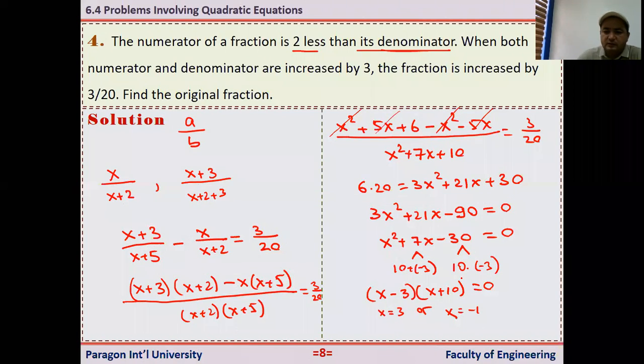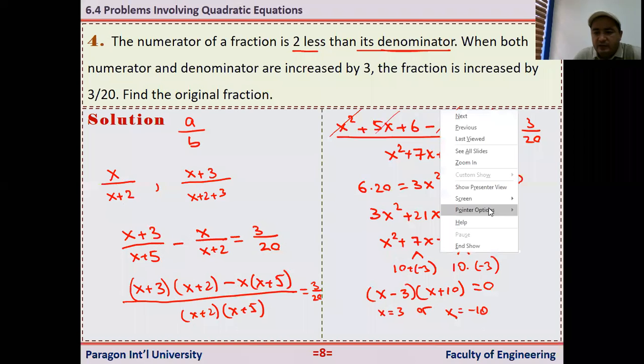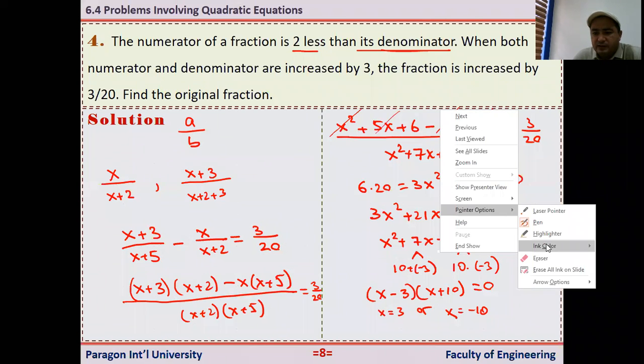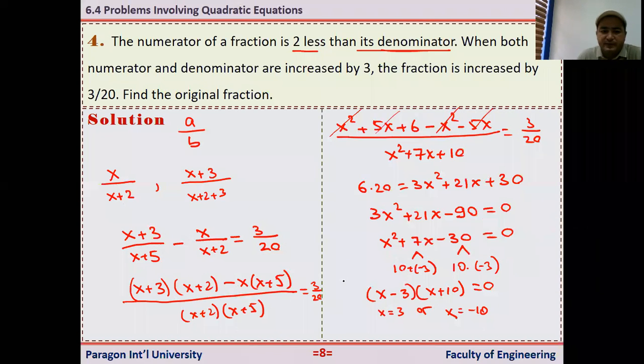Or x equals negative 10. Okay. All right. Now we need to write the results in color. Let's change this. We are looking for the fraction, right? Let me just write the answer here. If x equals 3, substitute here 3 plus 3 over 2. So that is 3 over 5.